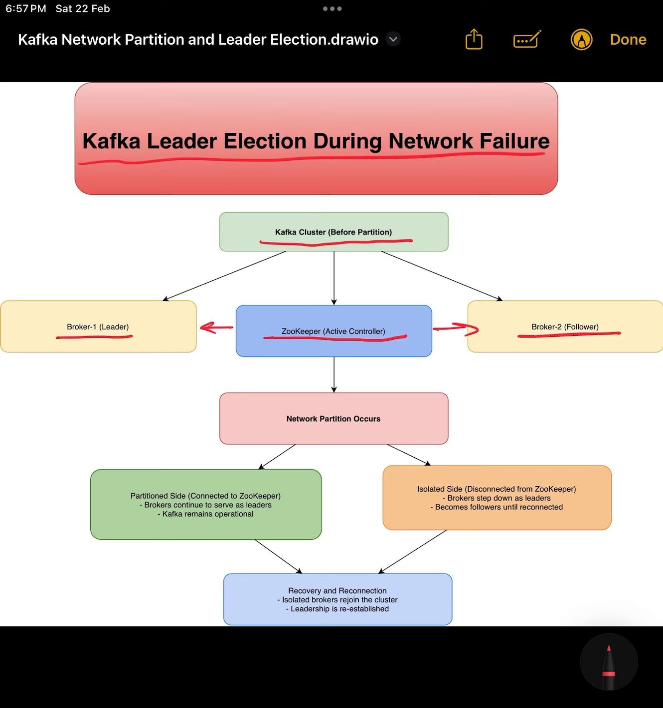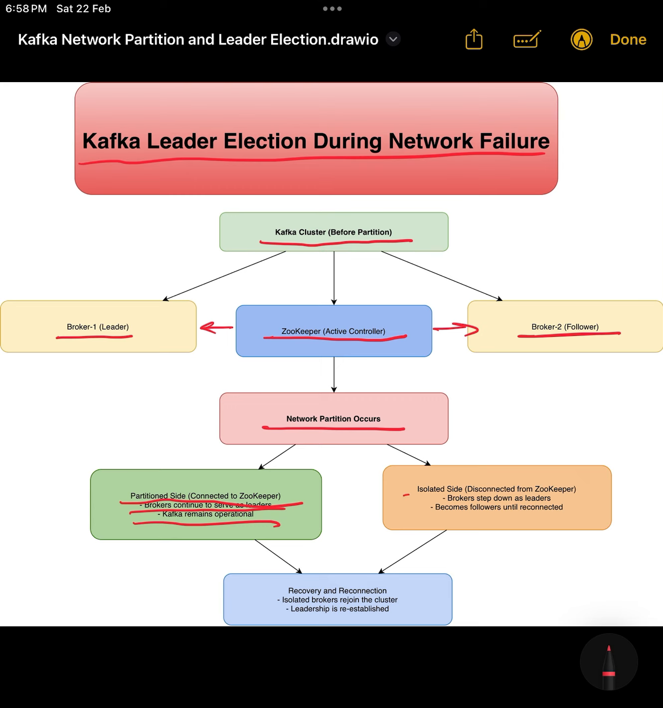2. Network partition occurs. Suddenly, a network failure isolates a subset of brokers, creating two separate segments. 1. Partition side, connected to Zookeeper. Brokers that still have access to Zookeeper remain operational. If a broker on this side was the leader, it continues as the leader. Kafka remains available for producers and consumers connected to this segment.